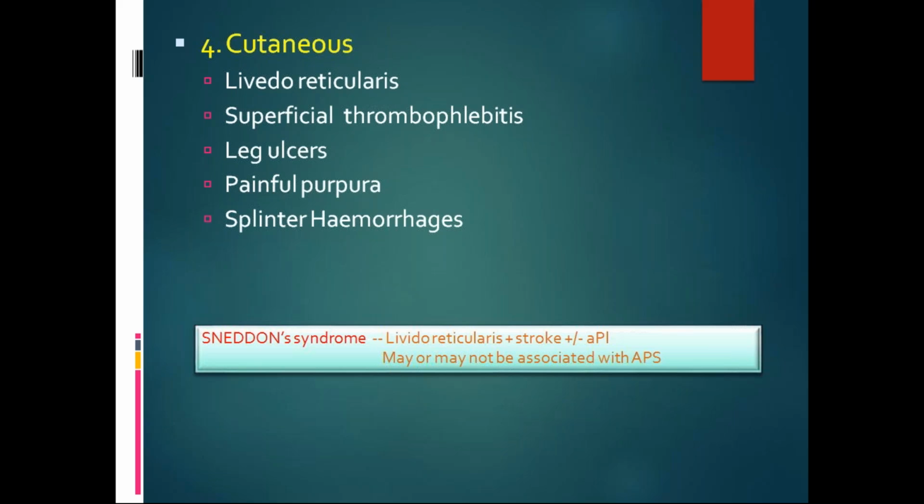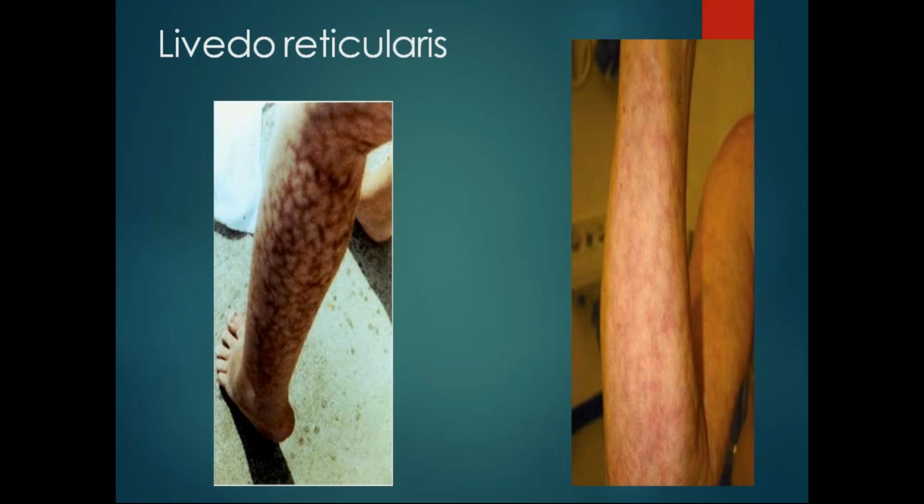For theory's sake, you can mention Sneddon syndrome, which is very important in your NEET examinations usually. It is livedo reticularis, stroke, and antiphospholipid antibody, which may or may not be associated with antiphospholipid syndrome. Just for theory's sake, it is not a clinical entity. This is what livedo reticularis is. It's because the cutaneous vessels are blocked, so you can see that livedo reticularis. It's like a net.